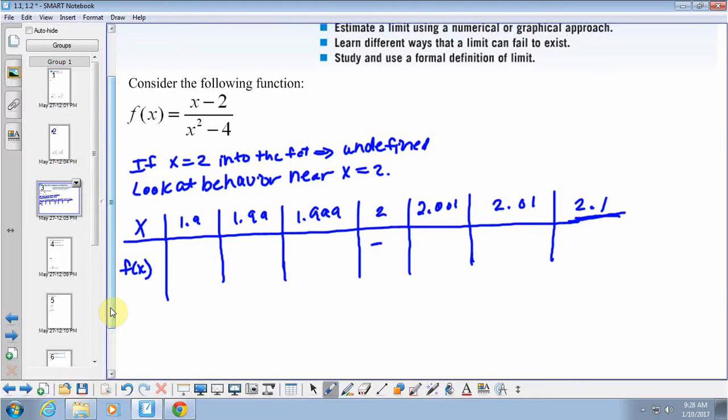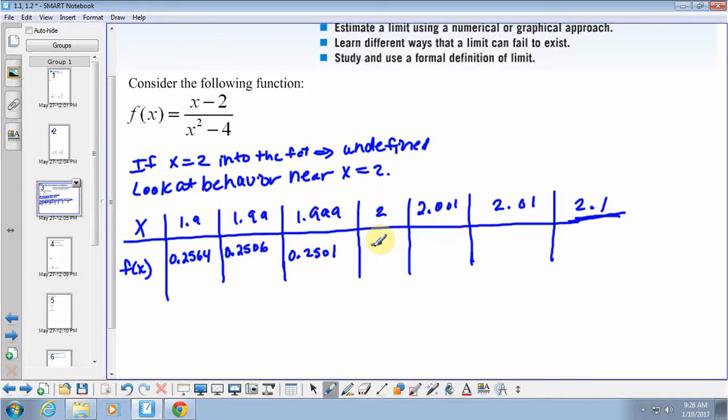And I take this 1.9 and I put it into this function wherever there's an x and I simplify. If I do that, I'm going to get 0.2564. If I put in 1.99 for x there and I simplify, I get 0.2506. And if I put in 1.999, 0.2501. We know putting 2 in there gets us something undefined. We don't get a value.